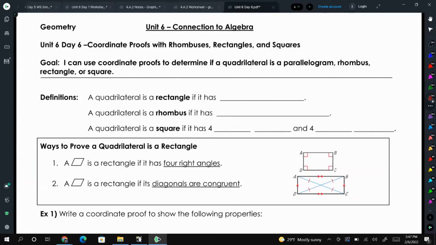Today what we're going to do is take what we did the other day about using the distance, slope, and midpoint formula to show that a quadrilateral is a parallelogram. And now we're going to show that this quadrilateral is not only a parallelogram, but also maybe a square, a rectangle, or a rhombus using the properties that we've talked about before.